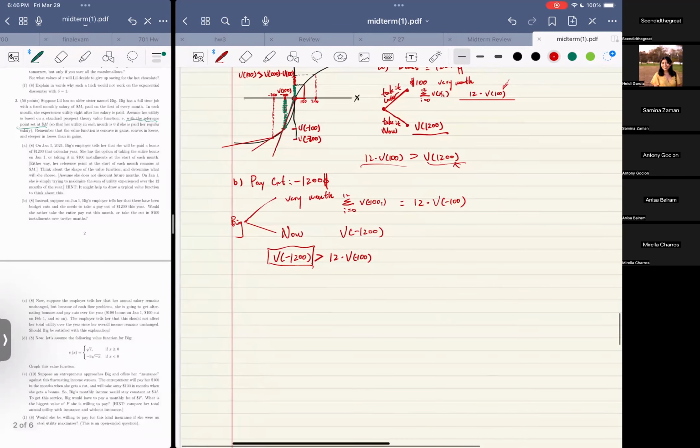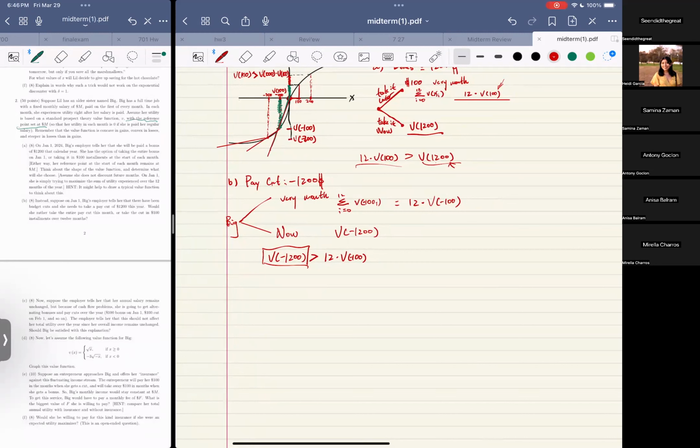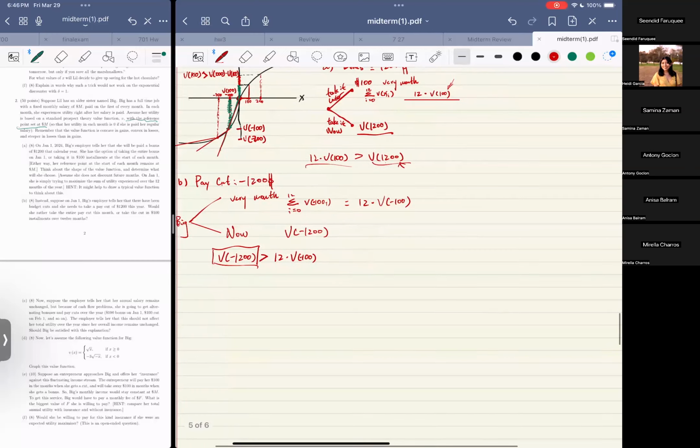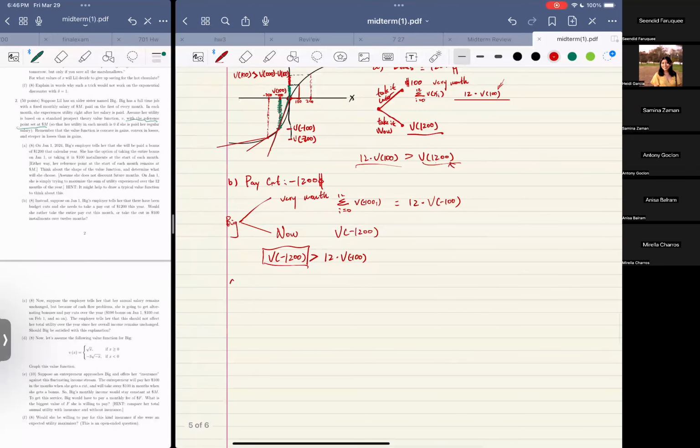Okay, so that's the pay cut. You would rather take a big hit now instead of having this pain bleed through every single month, because that will hurt you more. Okay, we're good on B. Let's do C.